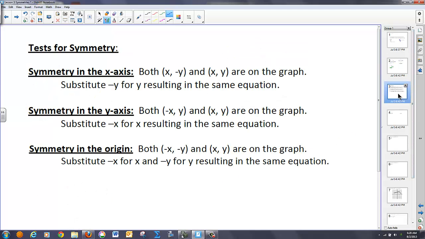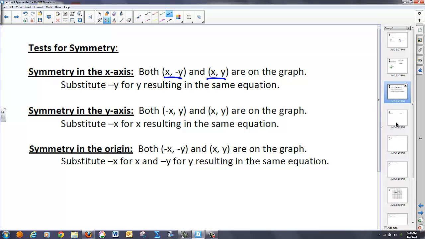So the test for each of these symmetries is as follows. We know that, as we stated before, the y's are opposite in an x-axis symmetry. So if I were to plug in x and negative y to a curve, in other words, substituting negative y for y, the resulting equation is going to remain the same. Likewise, if I have y-axis symmetry and I plug in negative x for x, the resulting equation is going to be the same. And finally, if I have an origin symmetry, then I plug in negative x and negative y for x and y, and the resulting equation is the same.